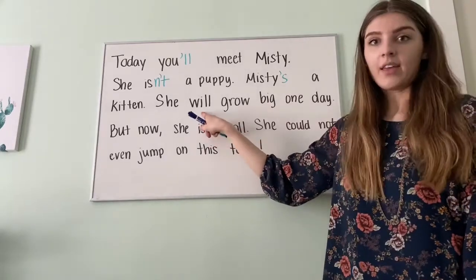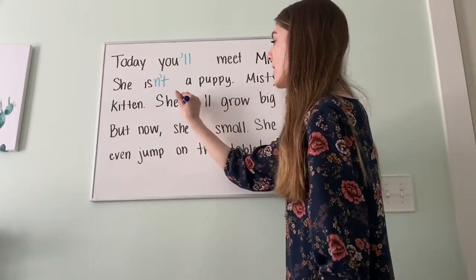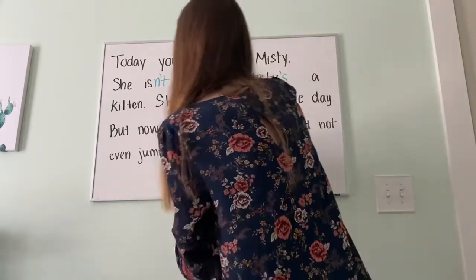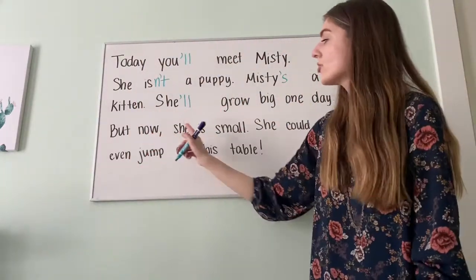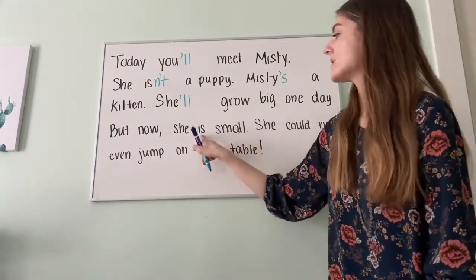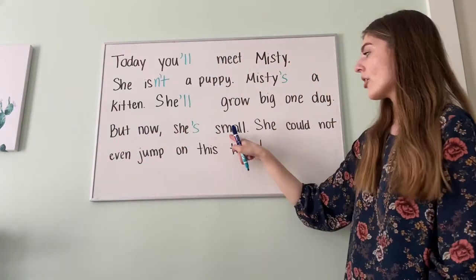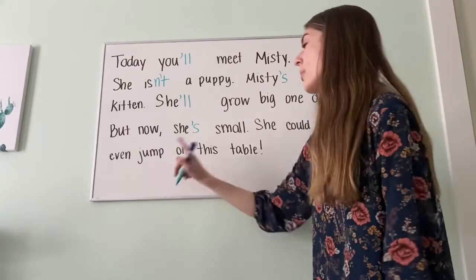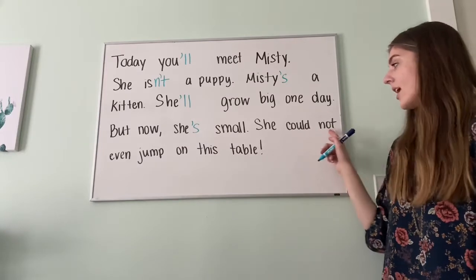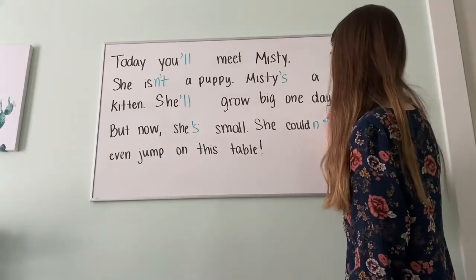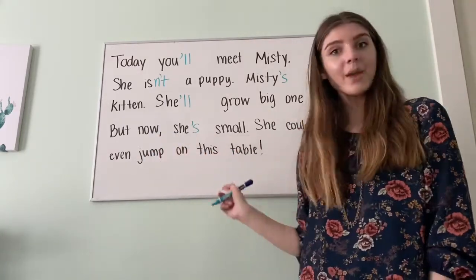Okay, I have the word will again, and I'm going to do the same thing I did up here. Get rid of the WI, move that double L over to this she, and make it say she'll. She'll grow big one day. But now she is small. Okay, let's take that is and smush it together. But now she's small. She could not even jump on this table. Okay, my last one. Could not. I have the word not again, and I can shorten that to just an NT with an apostrophe in it. She couldn't even jump on this table.